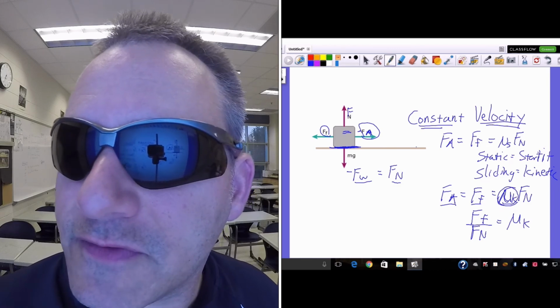We can find coefficients of friction, we can find the friction force, just by doing our little diagram here. All kinds of stuff.